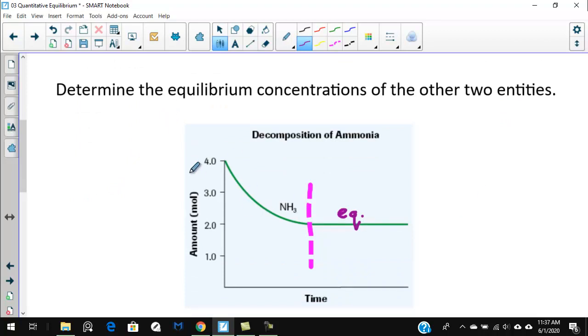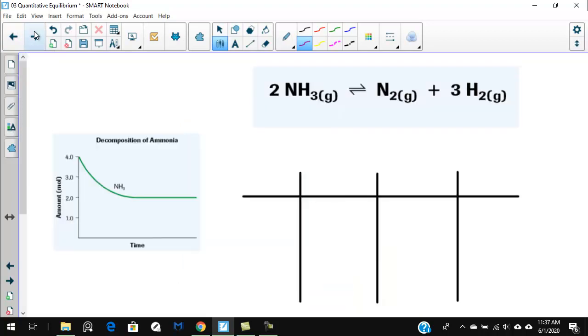Now we have the equilibrium concentration of NH3 right here on the graph. We see it levels out at 2 moles. So we can take that 2 moles and turn that into a concentration without too much trouble. So we have 2 moles of NH3 at equilibrium. But let's put all that into an ICE table again so we can have a look at it. Okay, so we've got our table here. We need our initial concentrations, and we had NH3 right here. I'm going to put my little arrow there so I remember that that's where the reactants and products divide. N2 and H2.